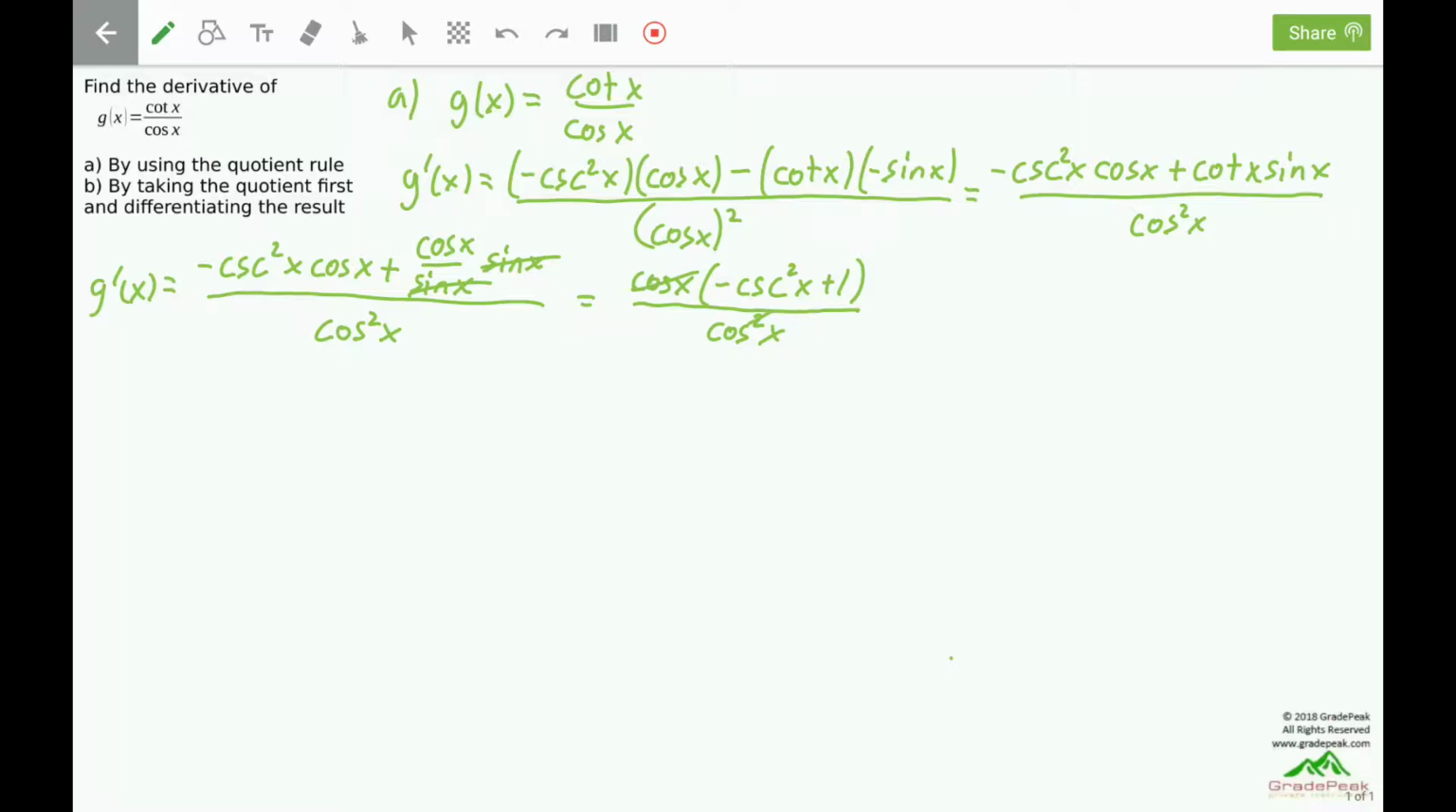We have an identity for that numerator. It's a Pythagorean trig identity. I'll write it up at the top here. Cotangent squared x plus 1 equals cosecant squared x. We need to rearrange it to make it look like what we see. That will entail subtracting the cosecant squared x to the left, so negative cosecant squared x plus 1, and subtracting the cotangent squared x to the right, negative cotangent squared x. That means we can now replace that numerator with negative cotangent squared x all over cosine of x.